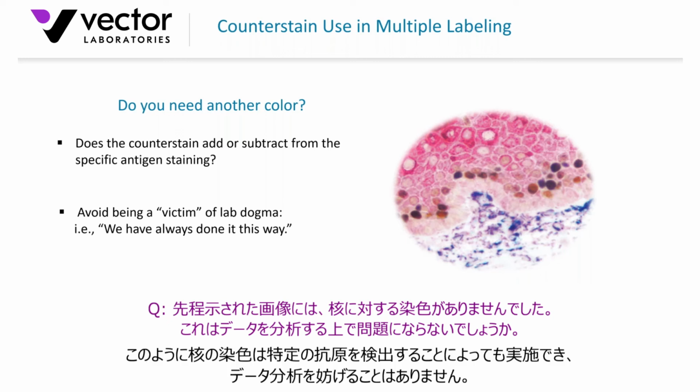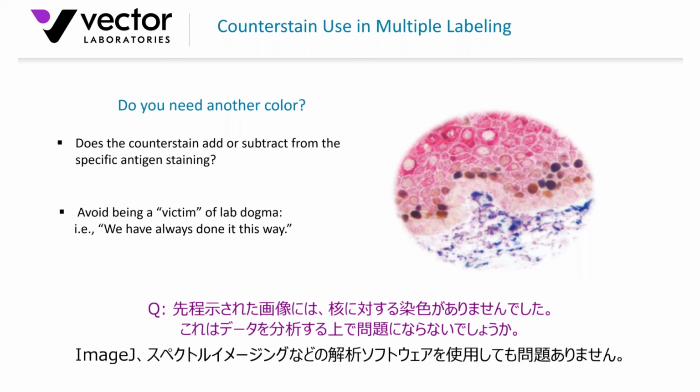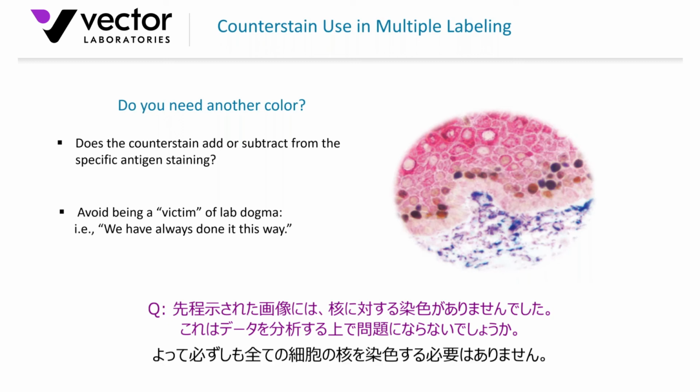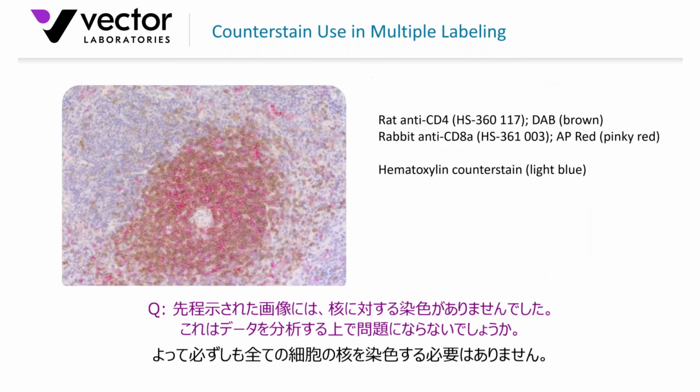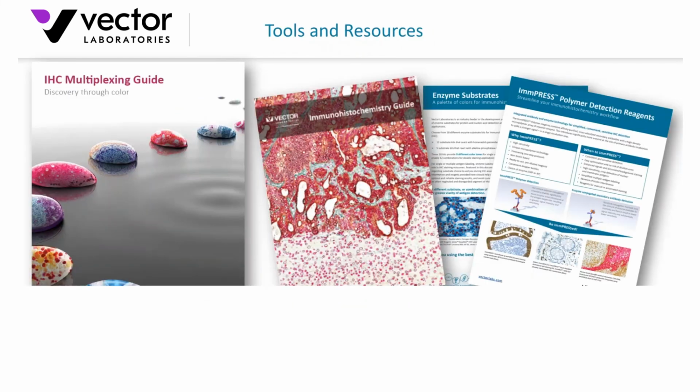So this is certainly something that can be done in multiple antigen labeling, and that should not prevent imaging at all. Either this is going to be done through ImageJ or spectral imaging or some other sort of software you've got. It's quite all right. So hopefully that clears up the potential miscommunication about not showing any nuclear staining.